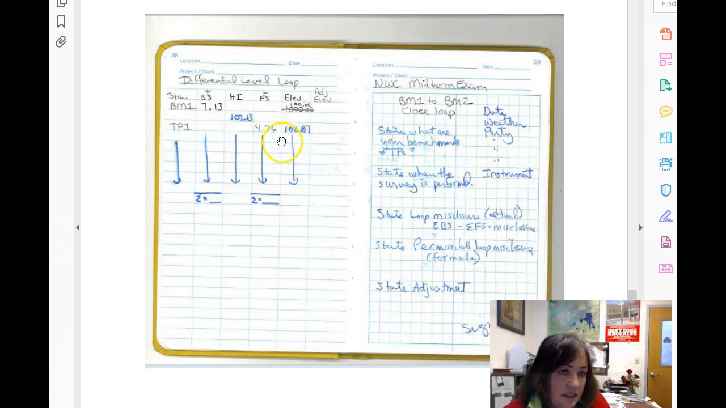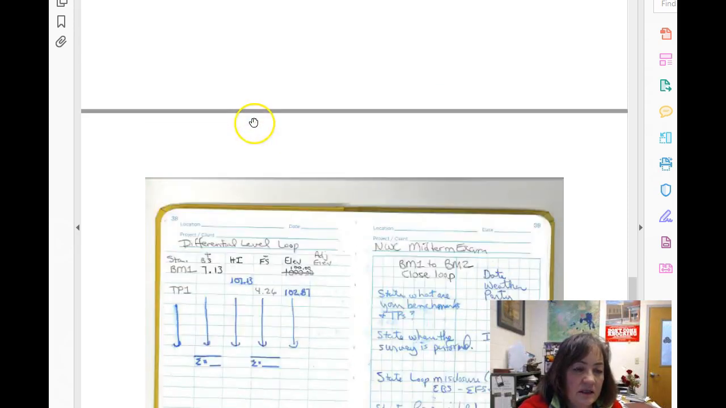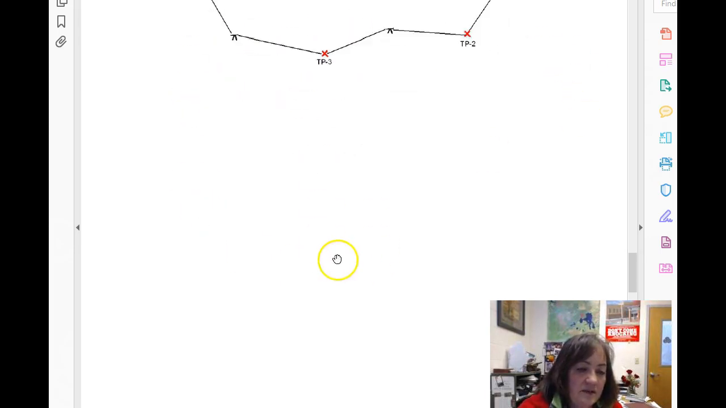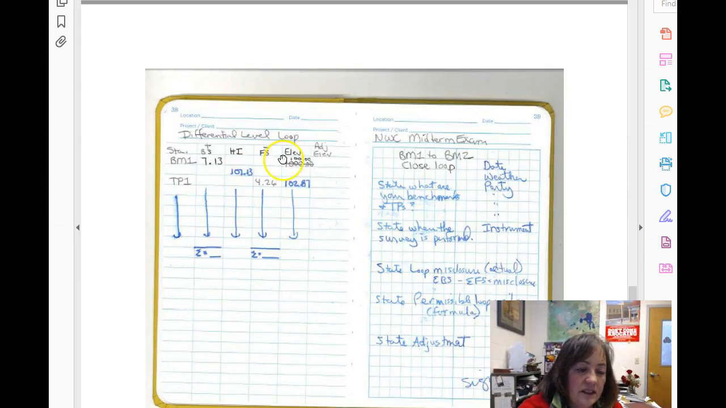Now, I want you to take a look at this. I'm going to go back to the other page to show you 7.13, 4.26, height of the instrument. Height of the instrument, back sight to the benchmark, 7.13 feet, forward sight to the temporary point, 4.26 feet. So in other words, you're taking this loop, these pieces of data, and translating it into this form. You notice the height of the instrument is in the middle. So think about this in rows and columns and diagonals. So here I am set up at the height of the instrument. I back sight to BM1, forward sight to temporary point 1.